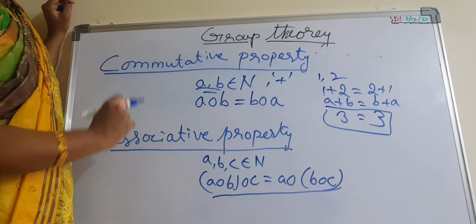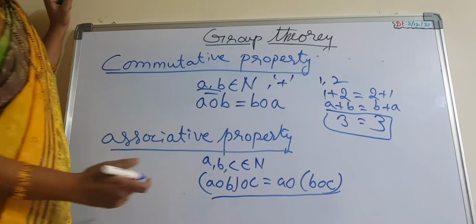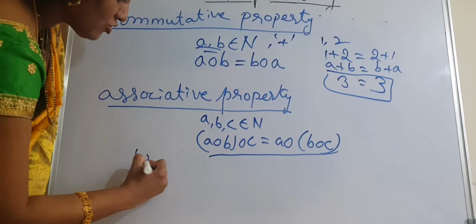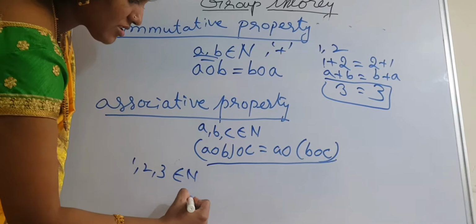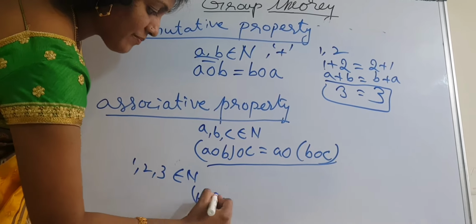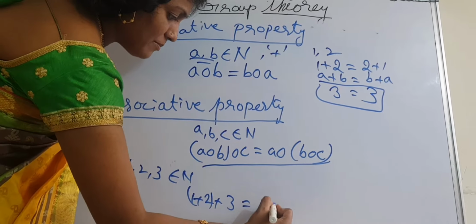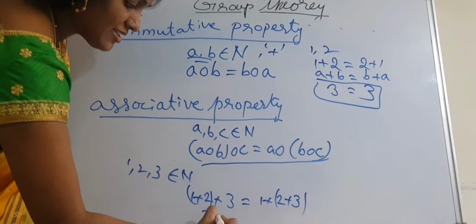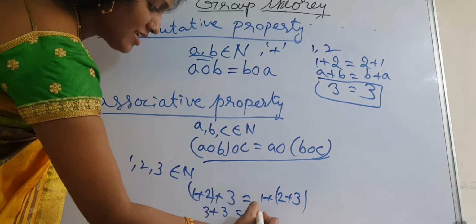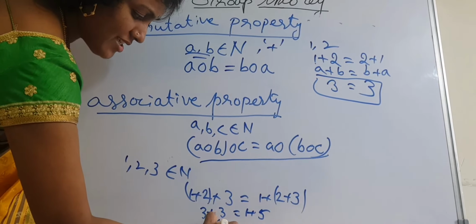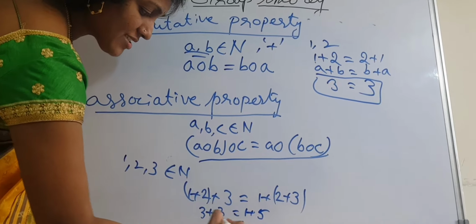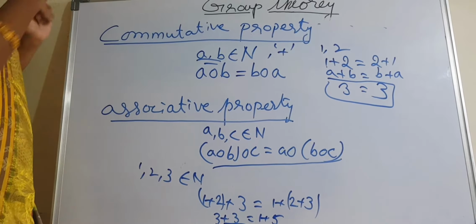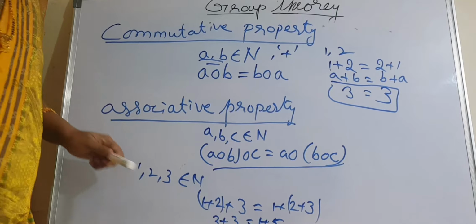Next, with respect to the associative property, we can take 1, 2, 3 belonging to natural numbers. (1 plus 2) plus 3 is equal to 1 plus (2 plus 3). Here 1 plus 2 is 3, 3 plus 3 is 6. On the right, 2 plus 3 is 5, and 1 plus 5 is 6. LHS and RHS are equal. Therefore, it satisfies the associative property.